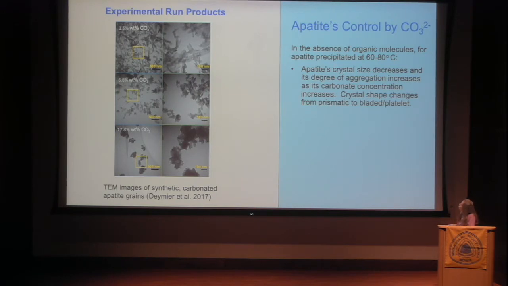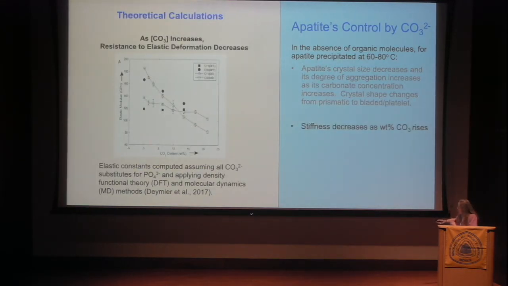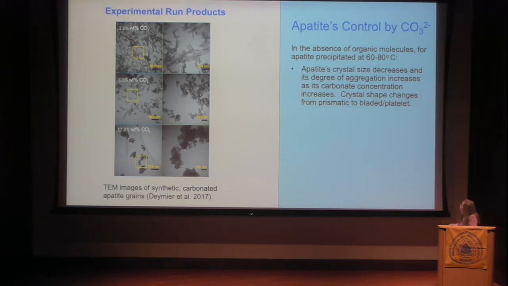What is it that's going on here that gives control over this bioapatite because of the carbonate substitution? This is the goal of a multidisciplinary study that I was part of that was headed up by my colleague Alix Demier. We looked at the apatite in various kinds of ways. We had aqueously produced apatite at 60 to 80 degrees centigrade, no organic molecules involved at all, so totally inorganic. And so we're looking over here at transmission electron micrographs by Alix Demier of these apatites.